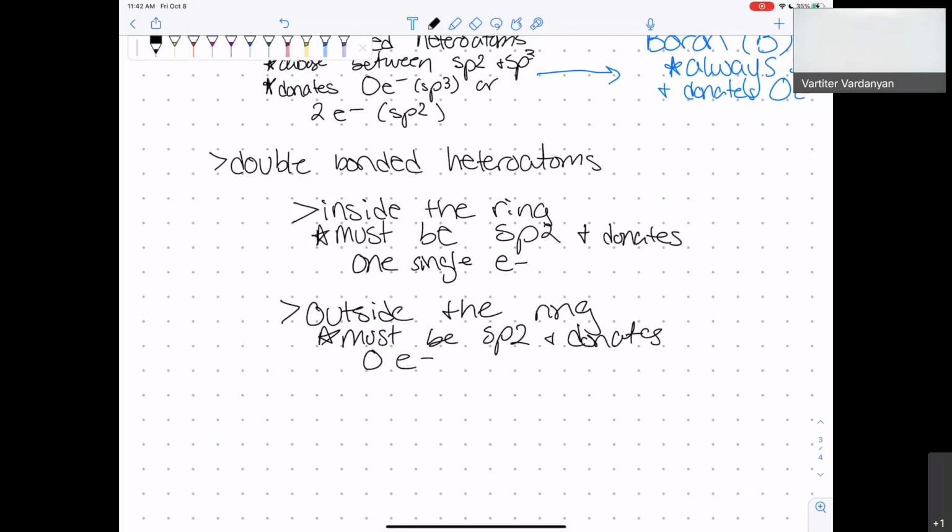So we're going to talk about the difference, like what does it mean inside the ring versus outside the ring. But the general rule here is if a heteroatom is double bonded inside a ring, it has to be sp2, and it donates one single electron, not a pair, but just one single electron. And if it's double bonded outside of the ring, it has to be sp2 again, but it's going to donate 0 electrons.